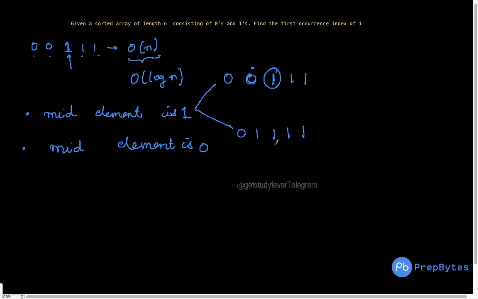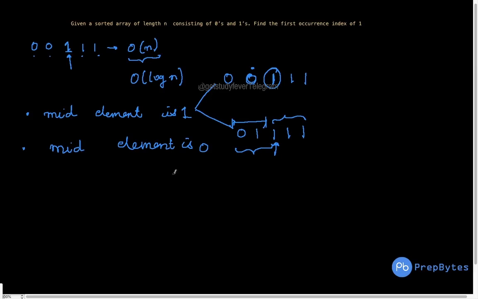Else, in this particular case, we know that all the elements after here are just going to be 1, which means they are not going to give me the first index. The first index of 1 lies somewhere in this particular half. So I'll apply my binary search to this half. This is what happens if mid is 1.